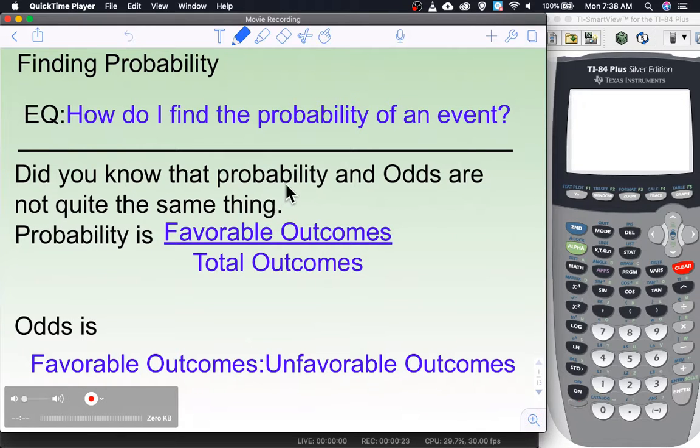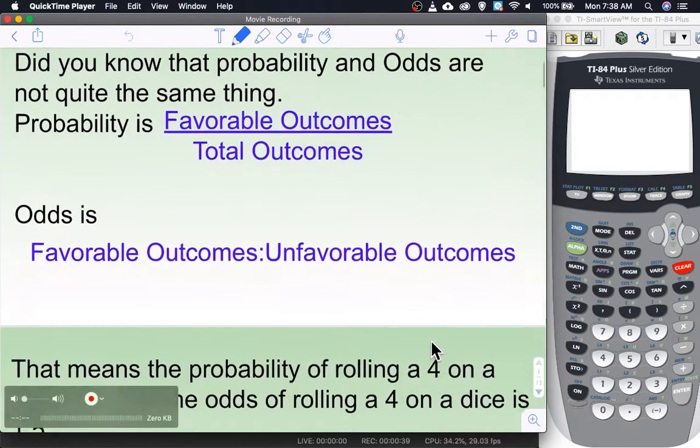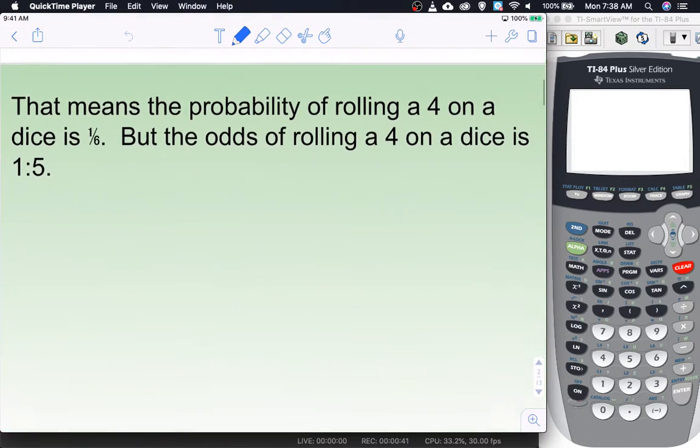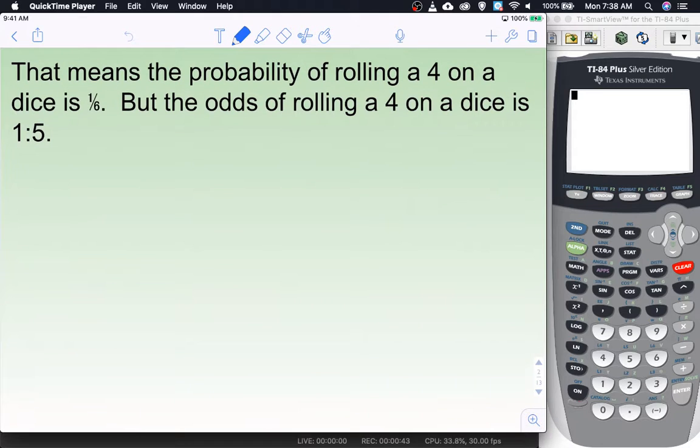Did you know that probability and odds are not quite the same thing? When we're talking about probability, we're looking for the favorable number of outcomes over the total number of outcomes, whereas odds is favorable outcomes to unfavorable outcomes. That means the probability of rolling a 4 on a dice: there's 1 four on a dice and 6 possible things that could happen. So the probability is 1 out of 6.